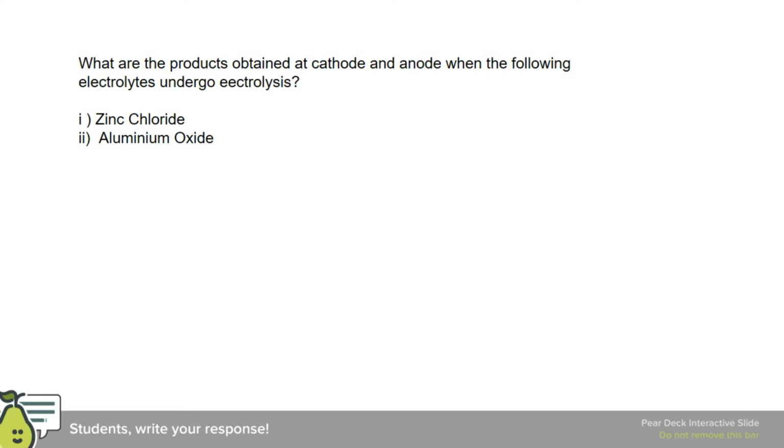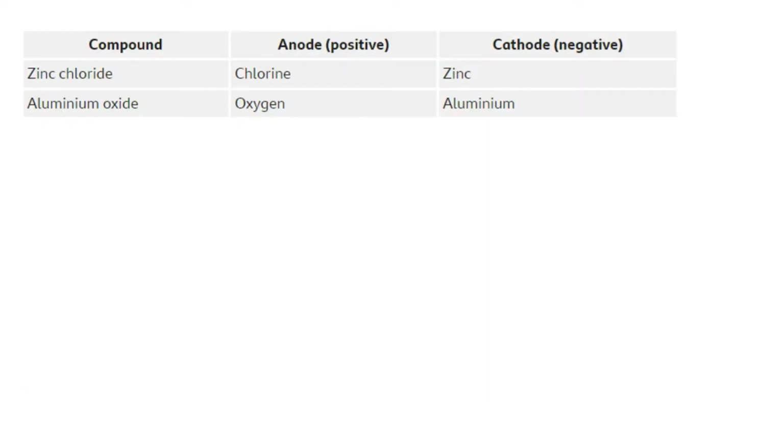What are the products obtained at cathode and anode when the following electrolytes undergo electrolysis? You can write it and see what answer you get. Zinc chloride and aluminium oxide. Pause the video and write your own answers.